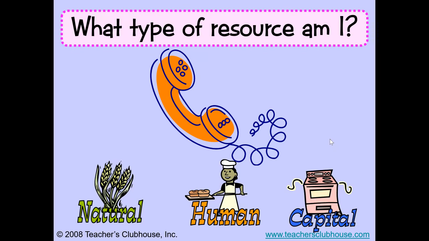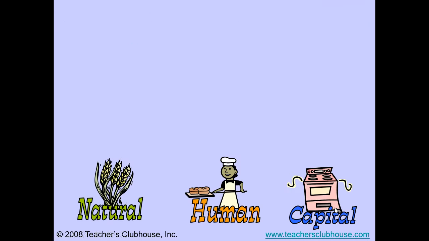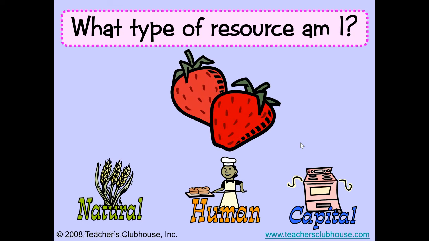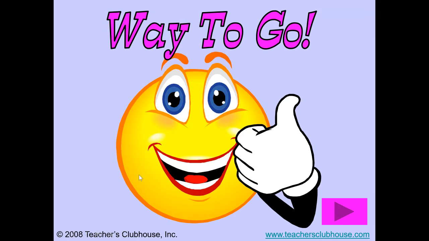What about a telephone? What type of resource? I hope you said a capital resource. A telephone is a good that someone made that can help others do their job. What type of resource am I? Strawberries. I hope you said natural resource. Strawberries come from the earth.